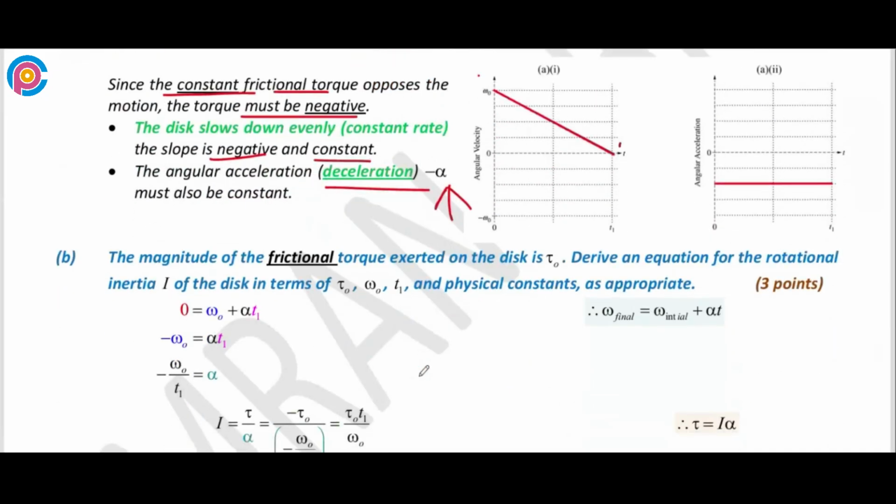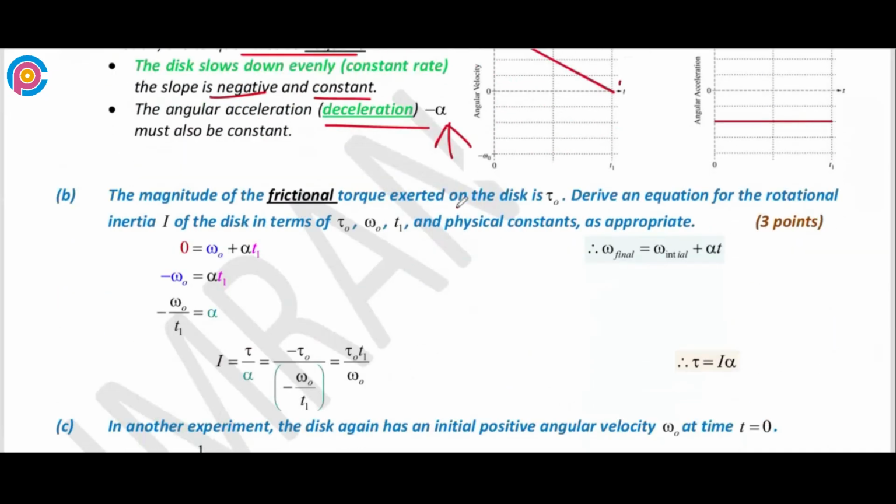Next part of the question: the magnitude of the frictional torque exerted on the disk is tau naught. Derive an equation for the rotational inertia of the disk in terms of tau naught, omega naught, and t1. We know the equation omega final equals omega initial plus alpha t. The final velocity is 0 because the body comes to rest, the initial velocity is omega naught, and the time is t1. So negative omega naught equals alpha t1, and we get alpha equals minus omega naught over t1.